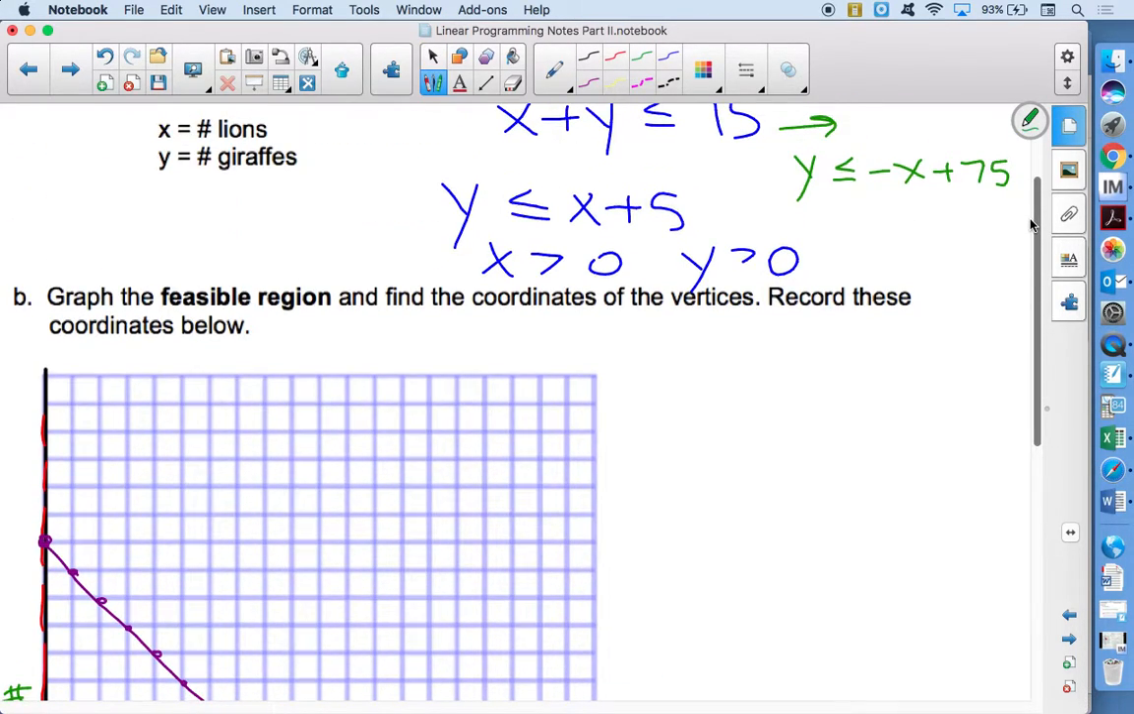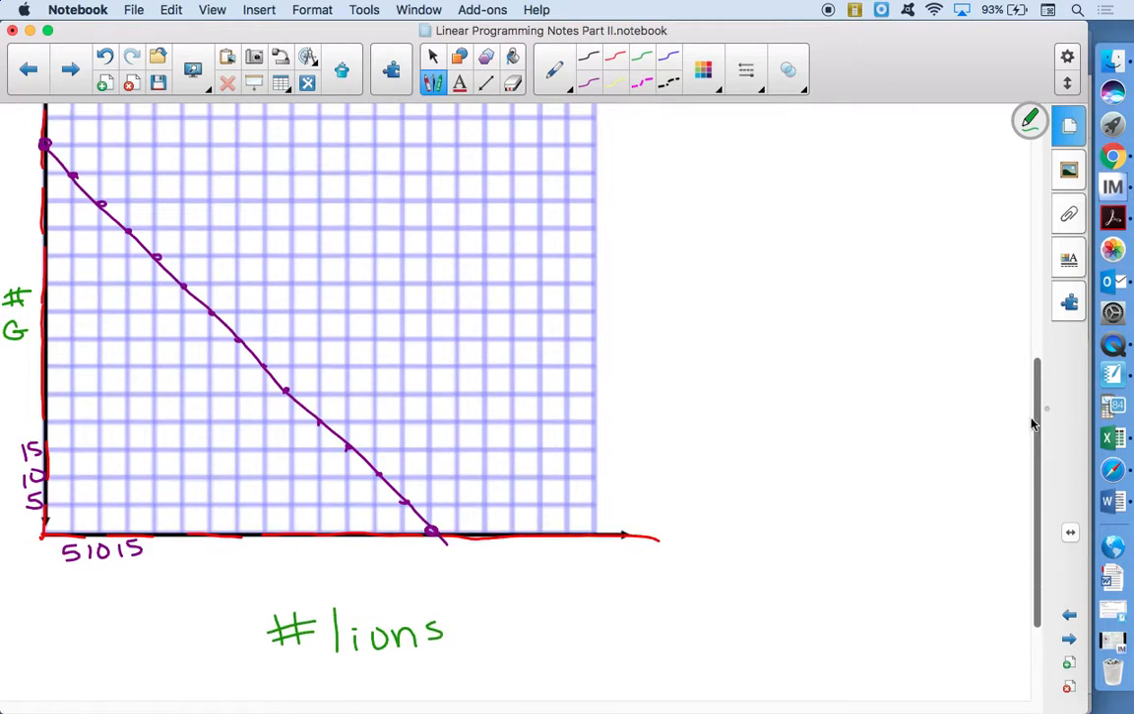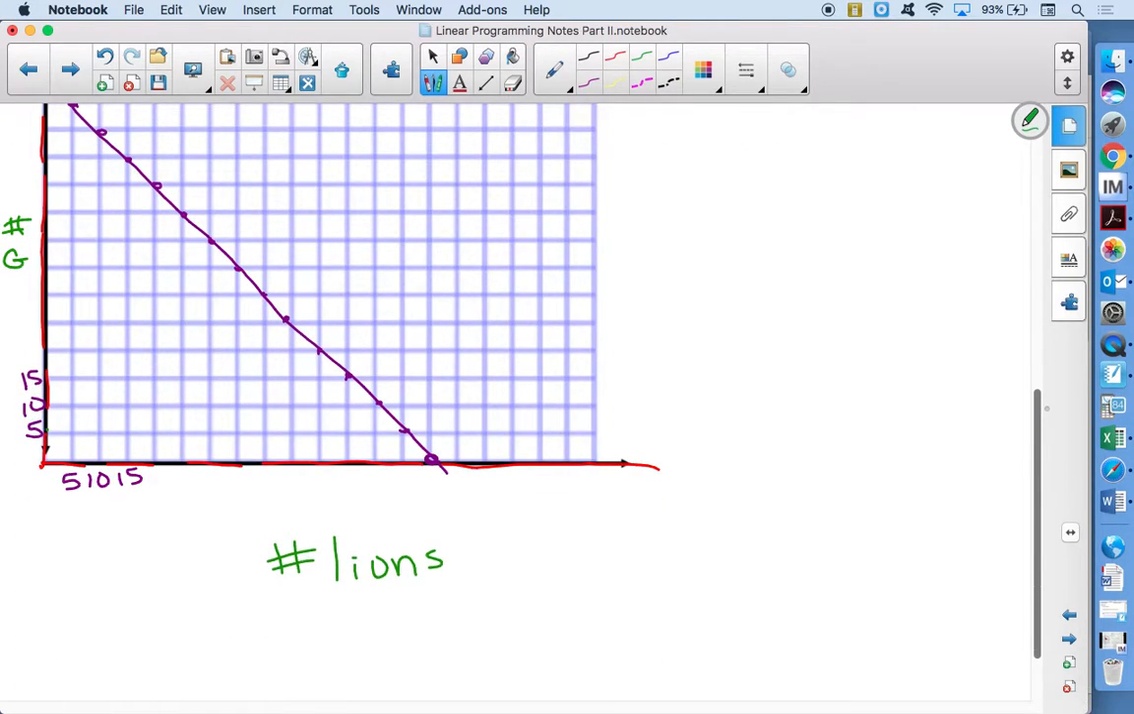And then the final inequality would be x is less than or equal to 5. So that starts at 5, less than or equal to. And the slope is a positive 1.